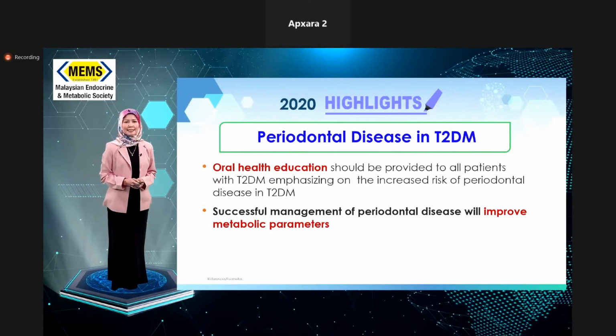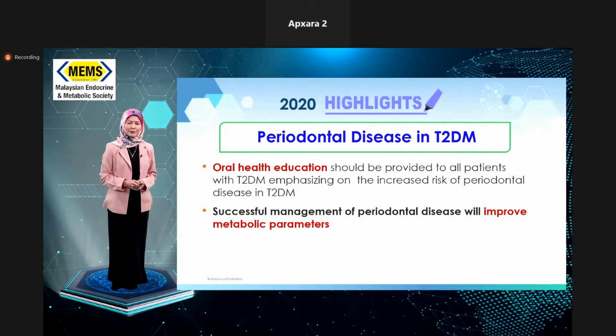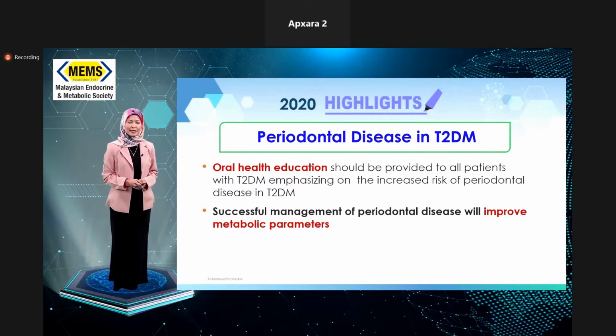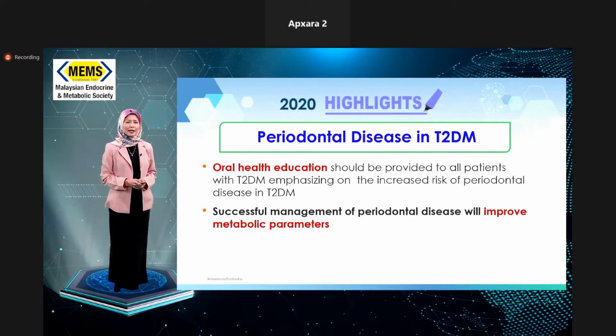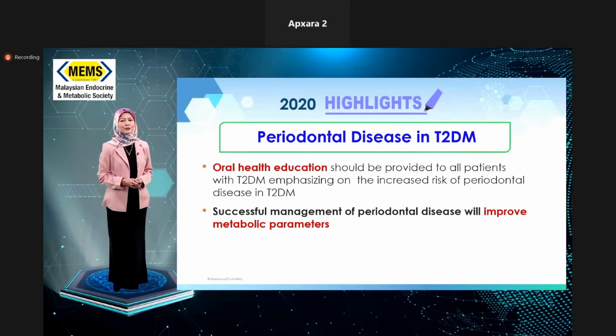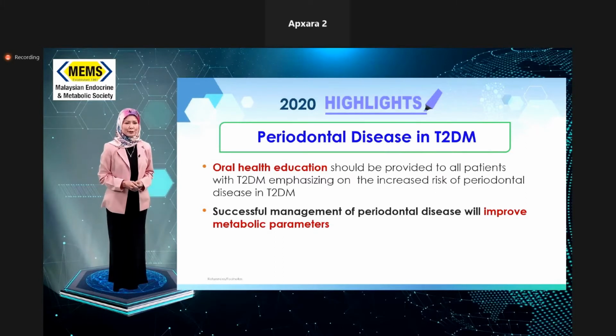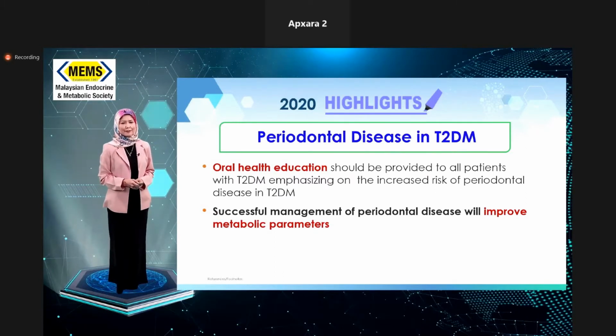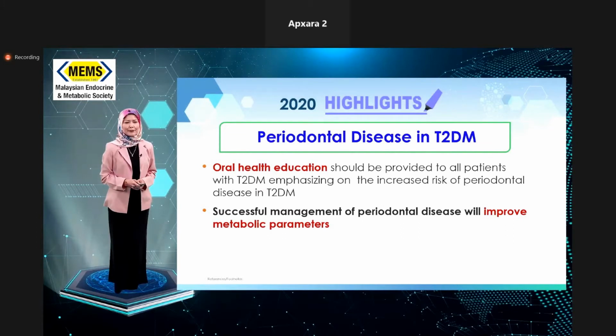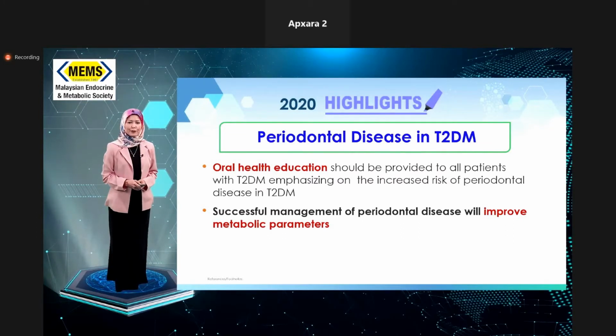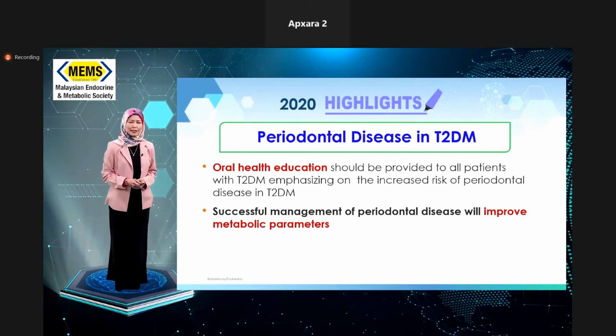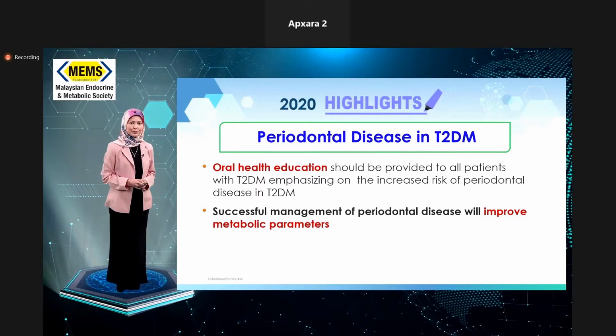Periodontal disease is a chronic inflammatory condition comprising gingivitis and periodontitis, and therefore oral health education should be provided to all with type 2 diabetes, as the management of periodontal disease will improve metabolic parameters in those with type 2 diabetes.